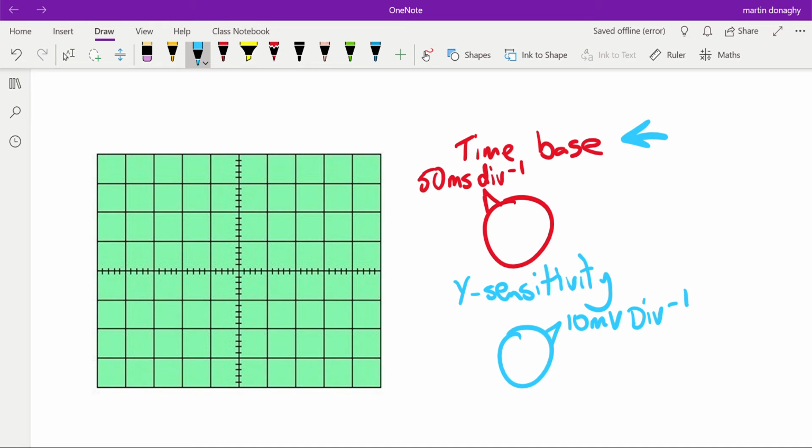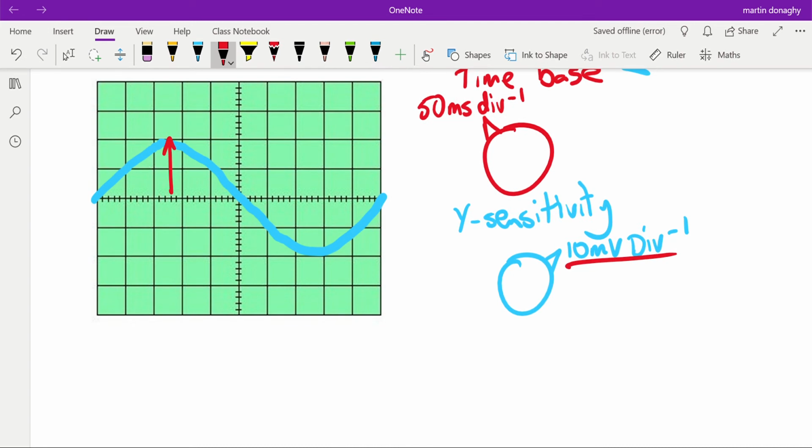And what we tend to use this for is to measure things about waves. So for instance, if I got a wave that looked something like this on my screen, okay, what I can tell from that is, well, our peak is 2 divisions up. Okay, so taking our Y sensitivity, we have 2 divisions. It's 10 millivolts per division, which means the peak voltage is 20 millivolts.